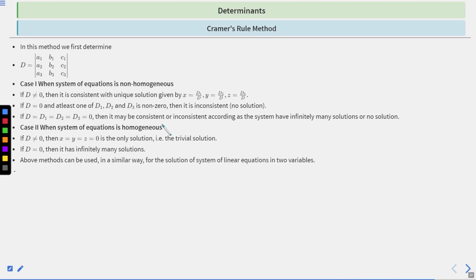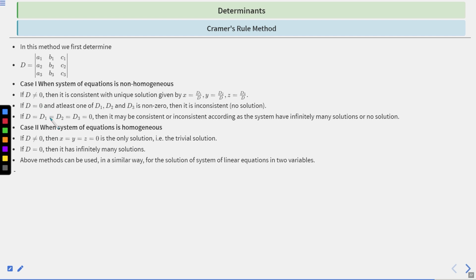Now, second method, which is Cramer's rule. In this method, capital D can be written as a1, b1, c1, a2, b2, c2, and a3, b3, c3. Case 1, when the system of equations is non-homogeneous. So, if capital D is not equal to 0, then it is consistent with unique solution given by x equals D1 by D, y equals D2 by D, z equals D3 by D.